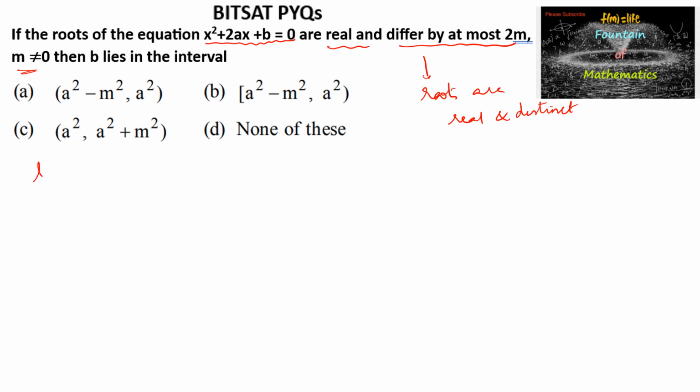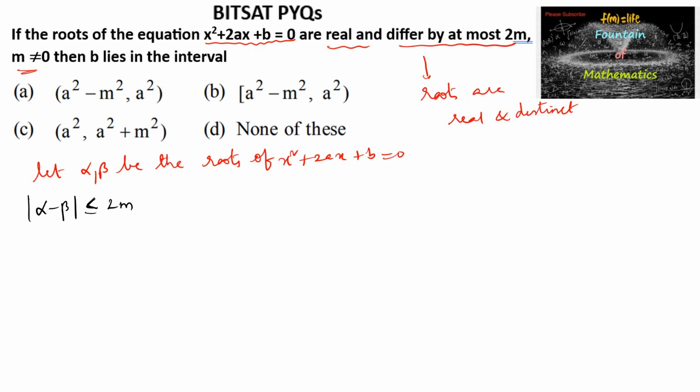And let us consider, let alpha, beta be the roots of x square plus 2ax plus b is equal to 0, so that the condition differ by at most 2m means alpha minus beta must be less than or equal to 2m. We don't know which of alpha or beta is greater, so we need to apply the mod of alpha minus beta is less than or equal to 2m, and squaring on both sides.